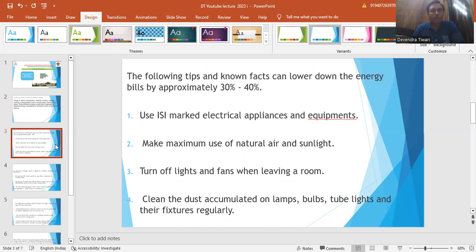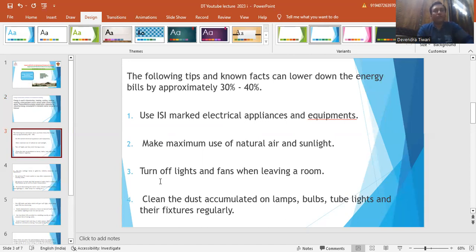So we will one by one go through these measures. Number one is we should use ISI marked electrical appliances and equipment. As we know, if we use all these ISI marked electrical appliances or equipment or any other devices, it will consume less energy. So we should go for that. Second one is we should make maximum use of natural air and sunlight. That means if it is available to us, then we will go first for the natural way of air and sunlight. Then we will go for some other electrical means.